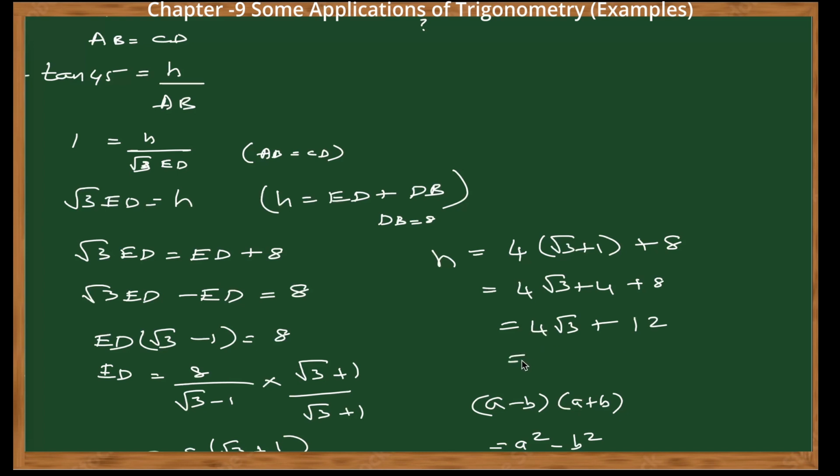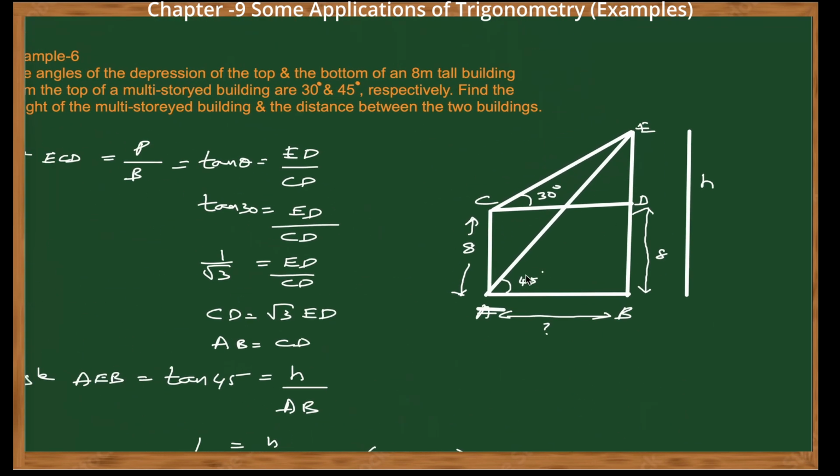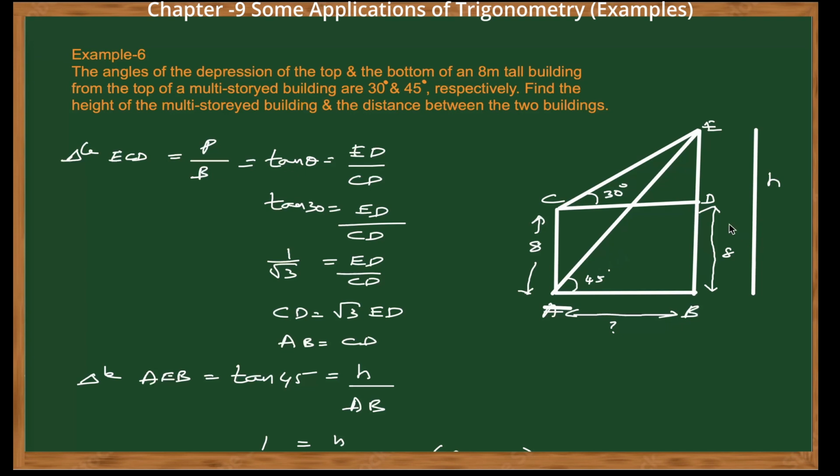So we can take 4 common: 4 times root 3 plus 3. So this is the height of the multi-story building, and this is the distance, so this distance we form EB.